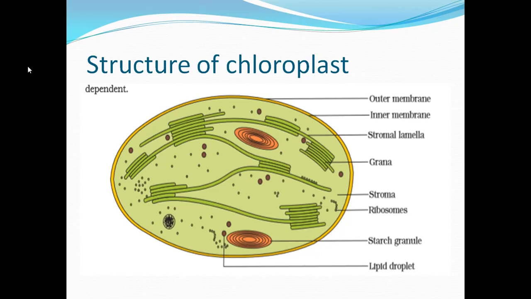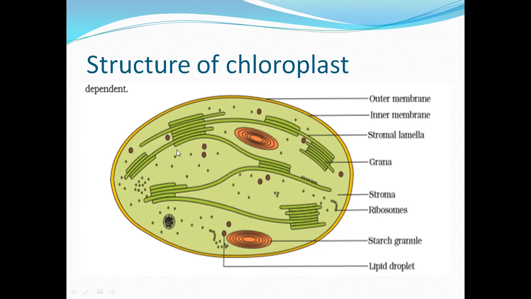This is the structure of a chloroplast. Each chloroplast is covered by two membranes. You can see the outer membrane and the inner membrane. These two membranes enclose a fluid matrix which is called the stroma.